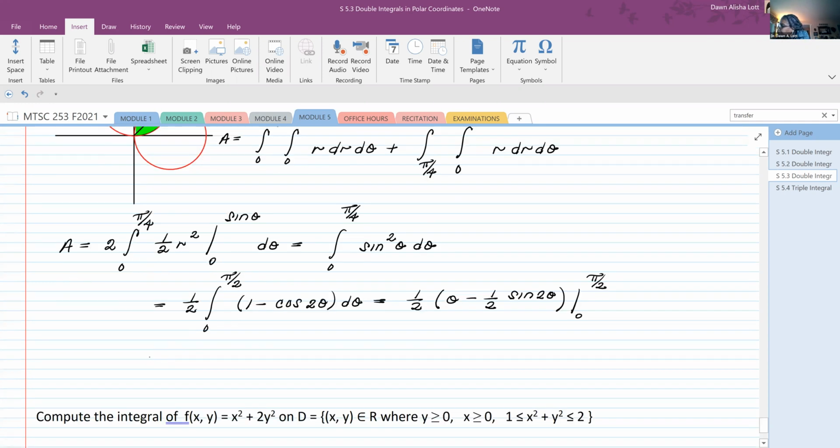So that gives me 1/2. For theta, I'm going to get pi over 2 minus 1/2, and the sine of pi is 0. This isn't the right answer. Why isn't this the right answer?